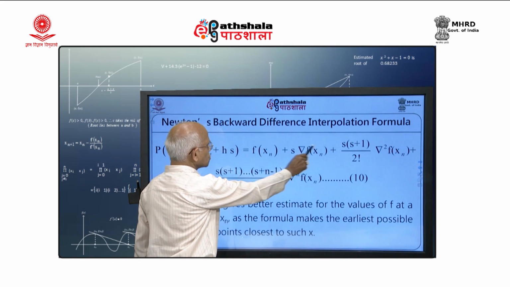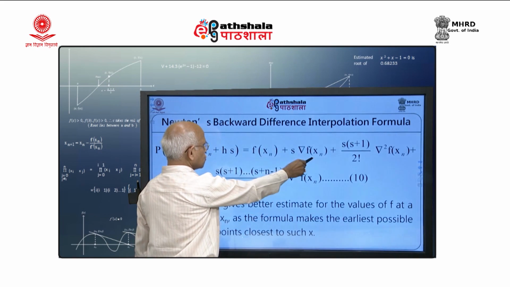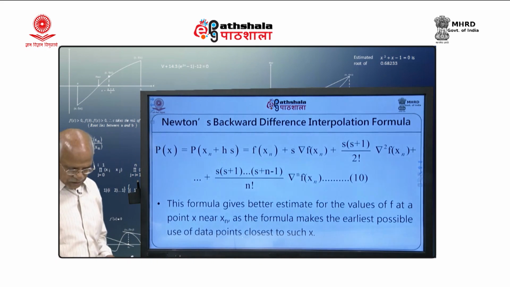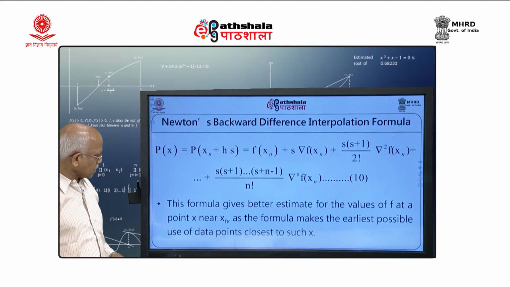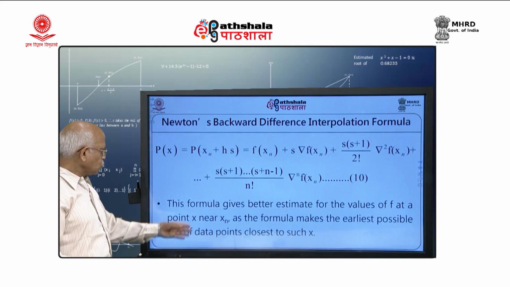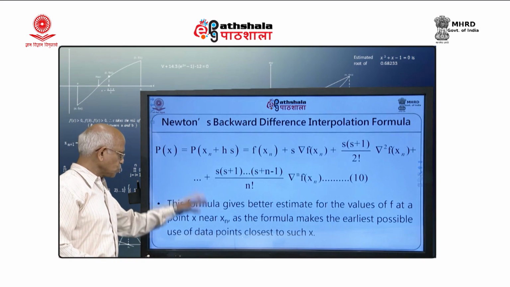So, x n will be used in almost all the terms, x n minus 1 will come in this and all the other terms, and so on and so forth. Therefore, it is expected that you may get a better result if you estimate your value of x nearer to the nth point using this formula.